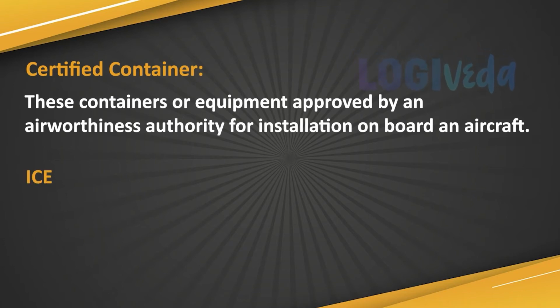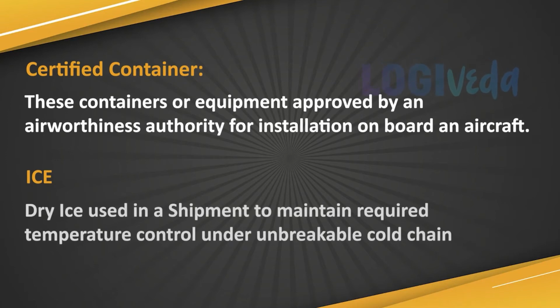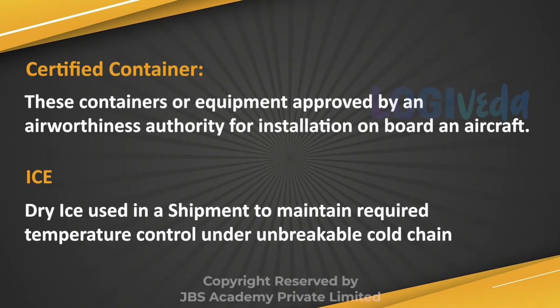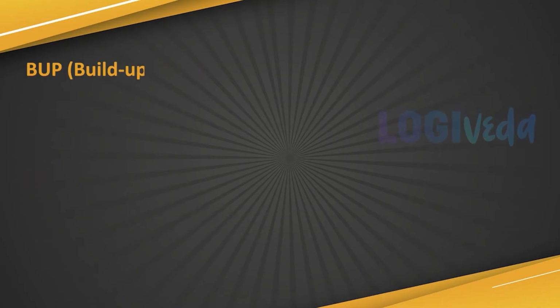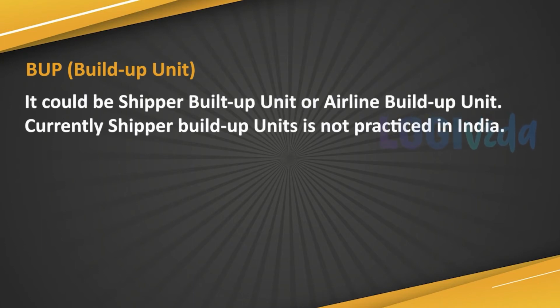Ice, that is non-ice, which is the dry ice. Dry ice is used in a shipment to maintain required temperature control under the unbroken cold chain. This ice can also be used in a separate container, using a separate ULD where the temperature control is secured. BUP, that is also known as build-up unit. It can be a shipper build-up unit or an airline build-up unit. Currently, shipper build-up units are not practiced in India.